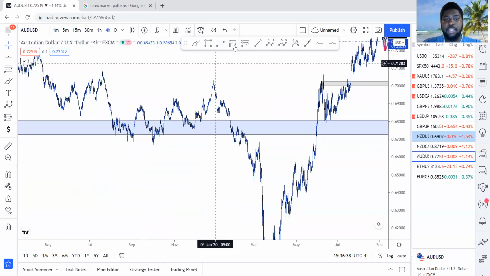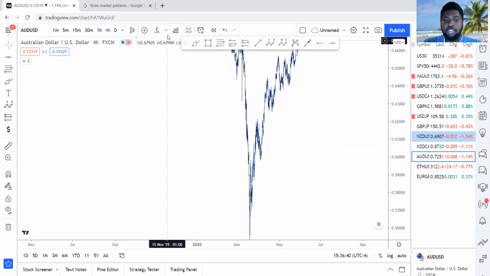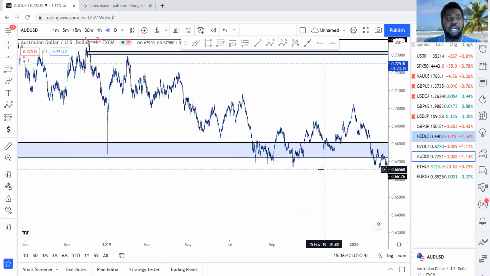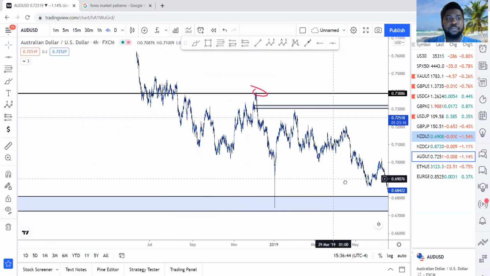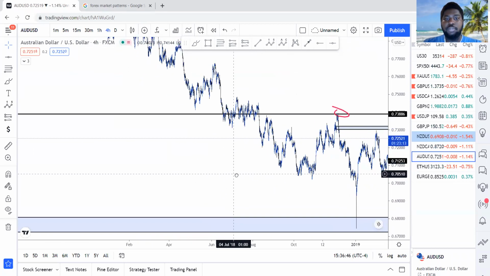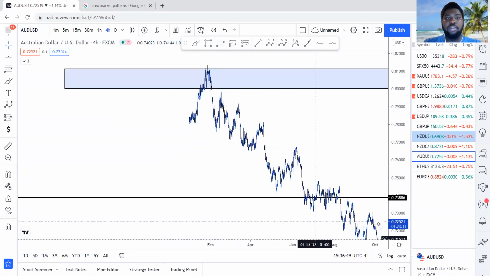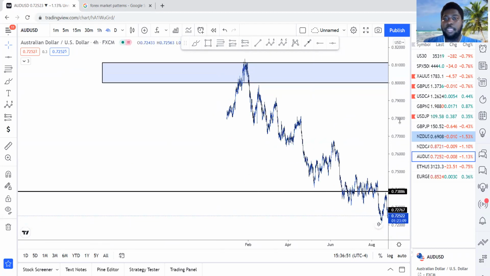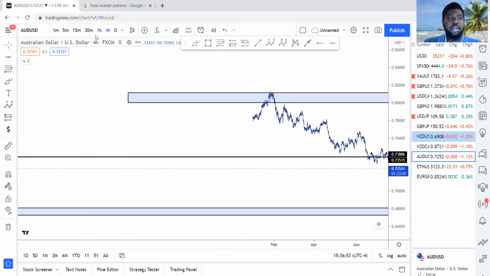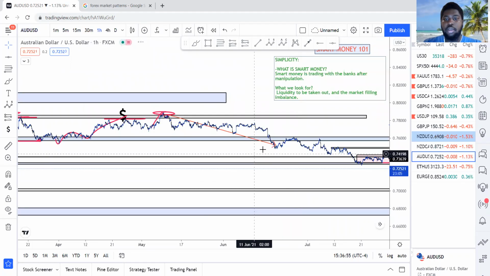Let's look for more examples. Let's see if we can find some more examples of a sideways market. These are trending markets. A sideways market, guys. Let's see if we can find one.